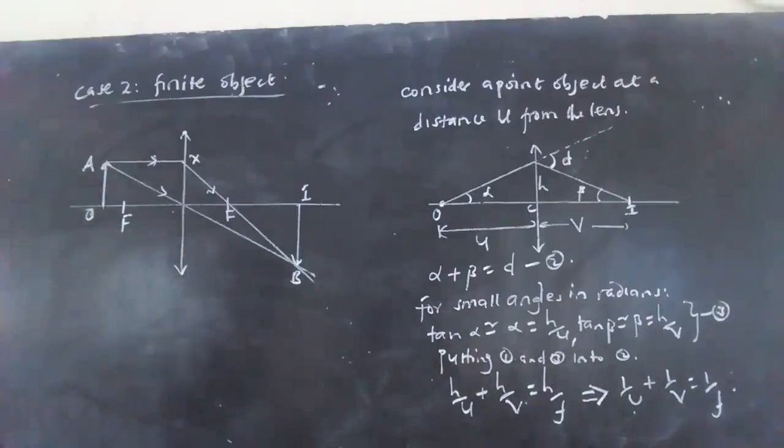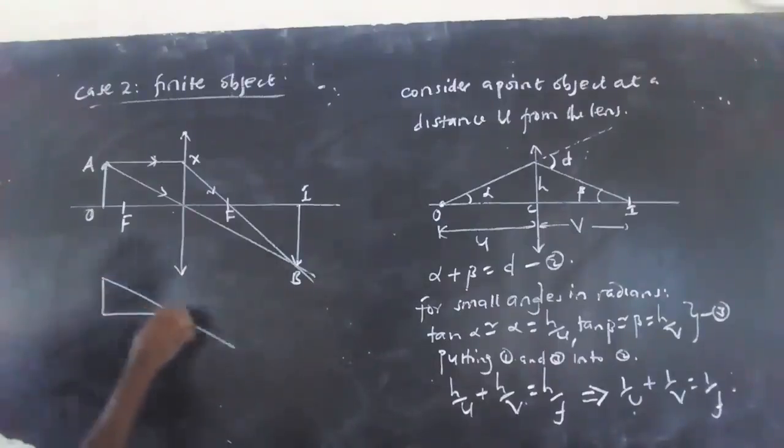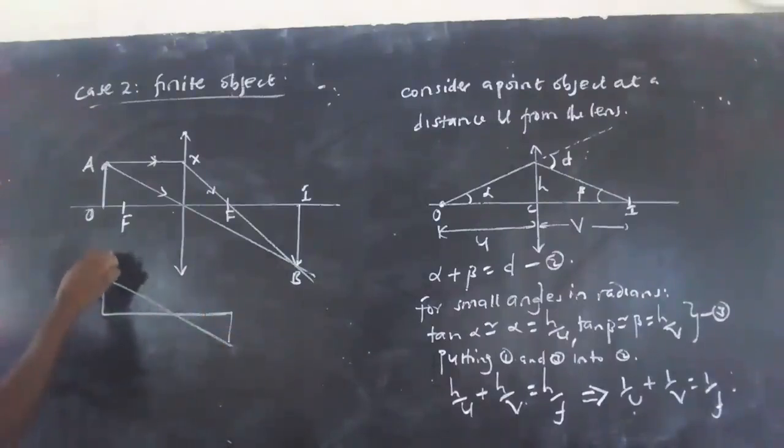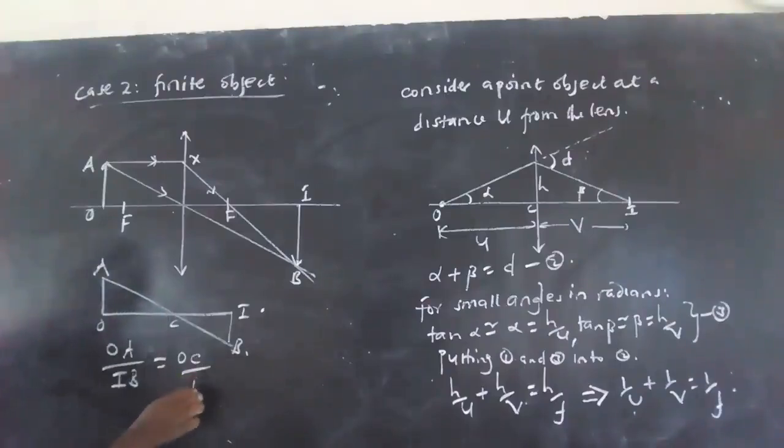What we are going to do, we are going to extract the triangles which are similar. For example, if I move along AB, this is C, this is O, this is I. Okay? So I will say that OA divided by IB is OC divided by the distance IC.